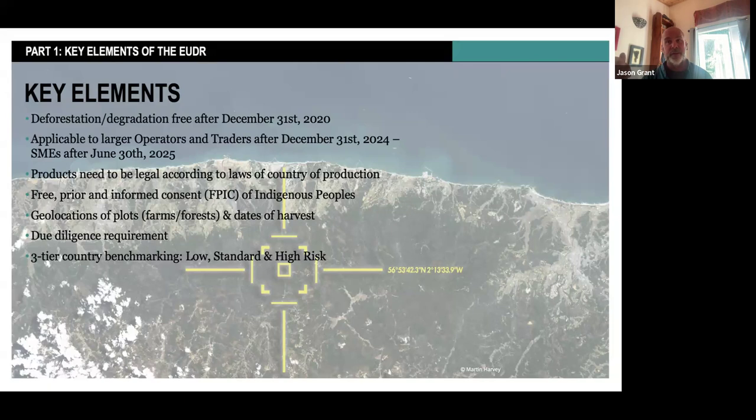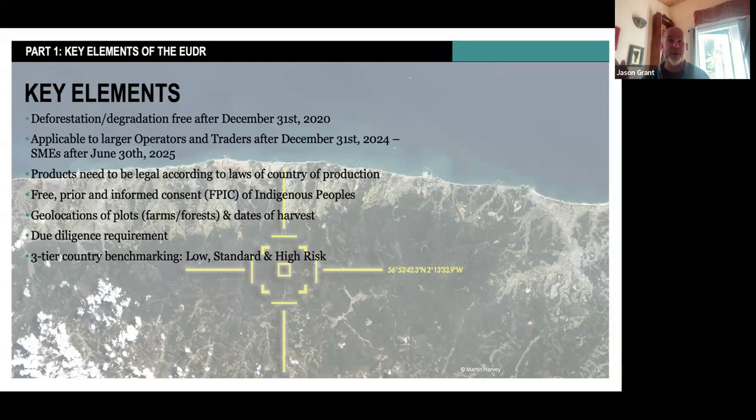So one of the big changes that the regulation is driving is this requirement on the declaration, the identification and the declaration of the geolocations of the plots, the source farms or forests, along with dates or a date range of harvest.